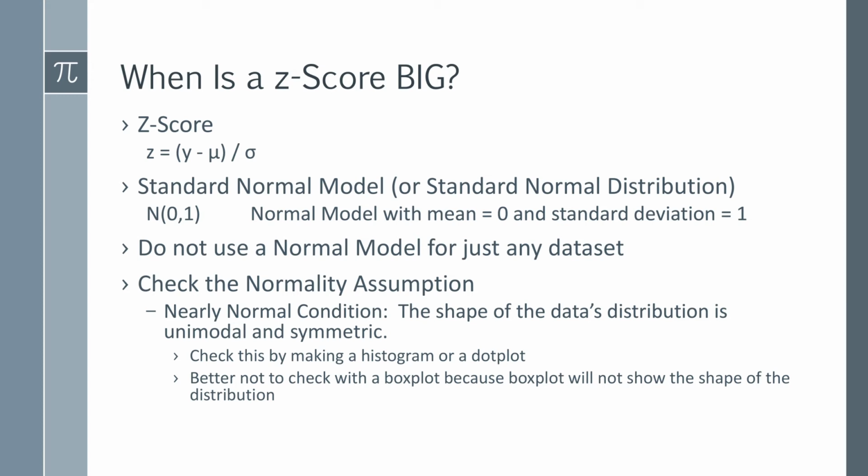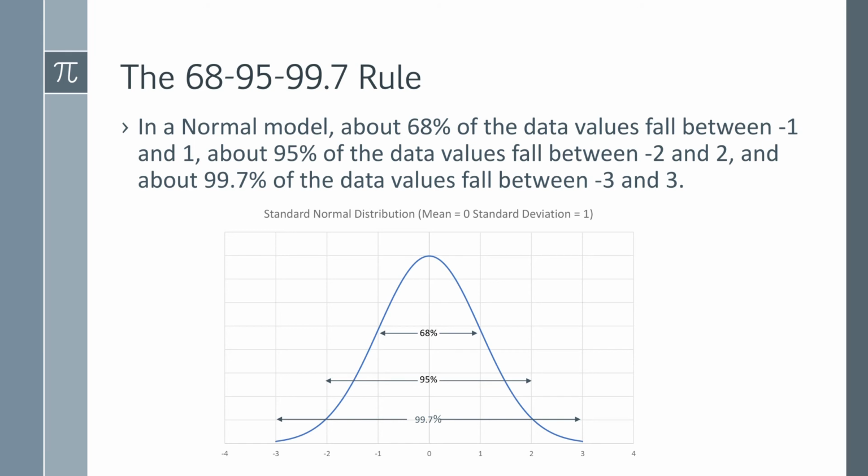Okay, so we have this normality assumption that we want to look at, because we can't use a normal model with just any data set. It has to meet this normality assumption. In order to check it, we use what's called the nearly normal condition. The shape of the data's distribution is unimodal and symmetric, and you can check this by making a histogram or a dot plot. It's better not to check this condition using a box plot, because the box plot will not show the shape of the distribution. With a normal model, we have this 68-95-99.7 rule.